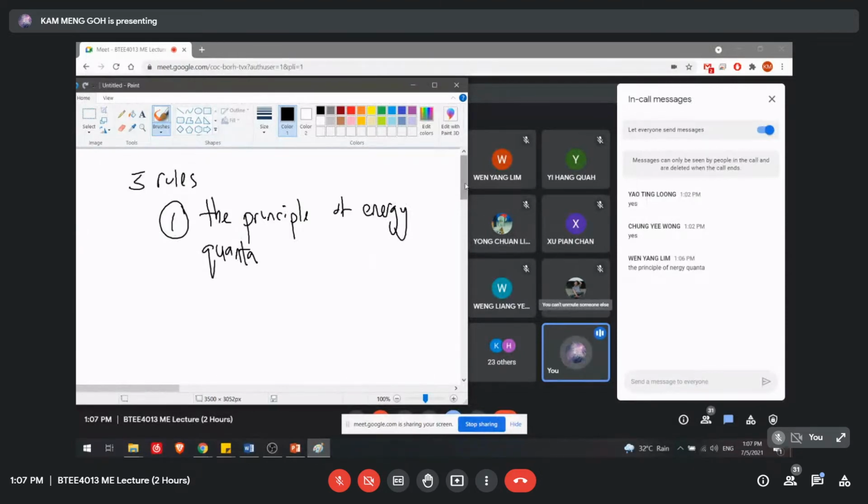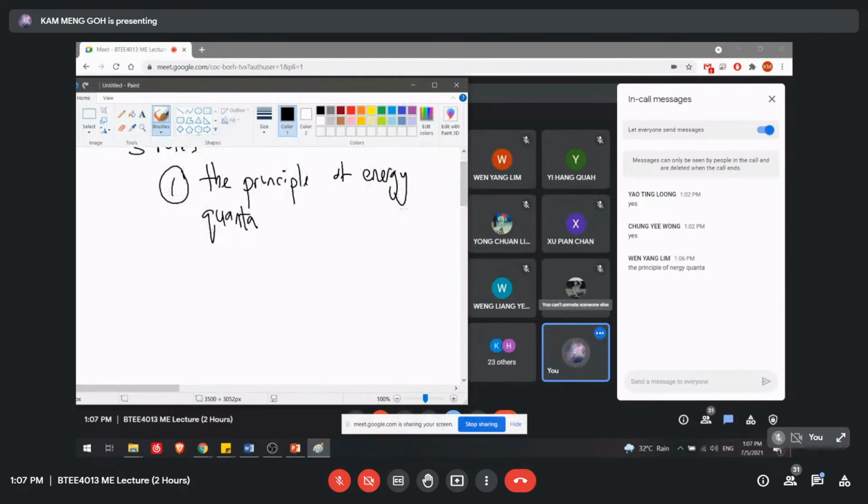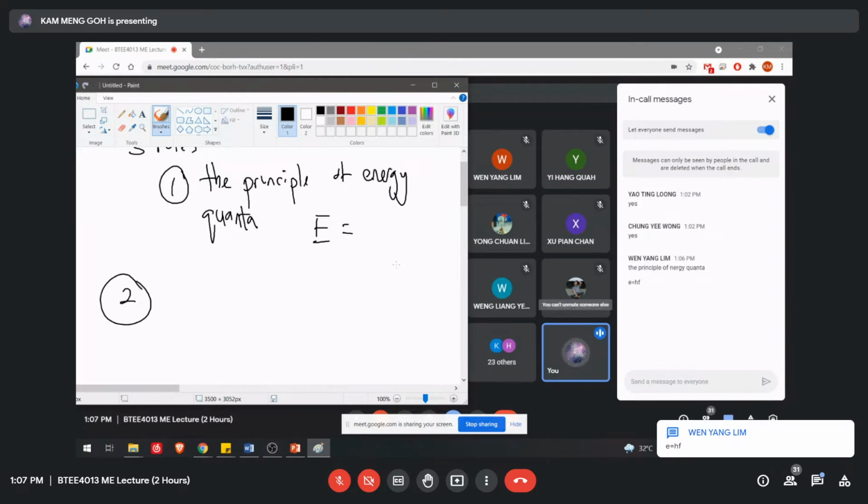So what is the formula commonly used in this energy quanta, this first principle? Lim Wan Yang? Okay, can you tell me the formula that we commonly use in this first principle? E equals to what? Okay, fair enough. So let's go to the second rule.